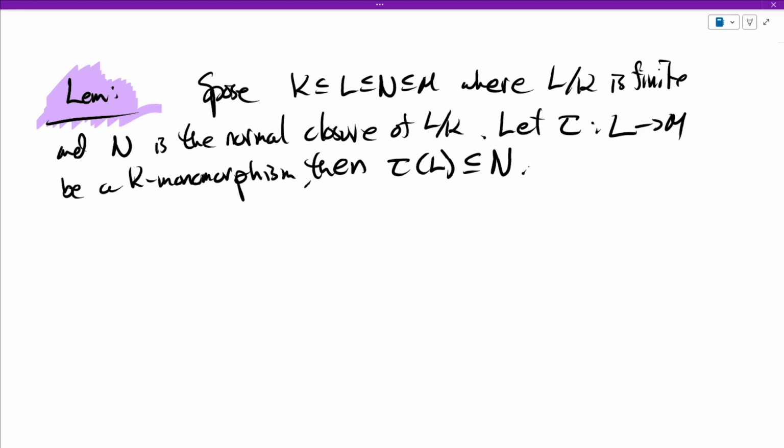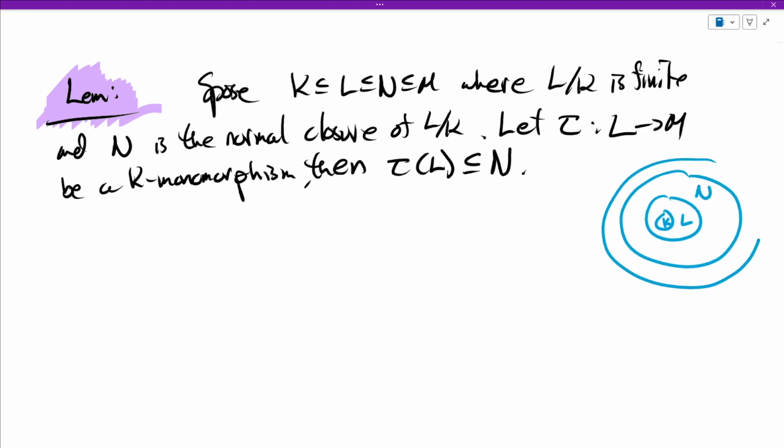So what this is saying is you can't leave N. Let me draw an increasing sequence of circles. So here's our extension, and we have this map tau that is a map from L, the green area, to M, the big one that has all of them. What this is saying is L can move around, but it can't actually leave N. The image of L is stuck inside of N. You cannot escape the normal closure.